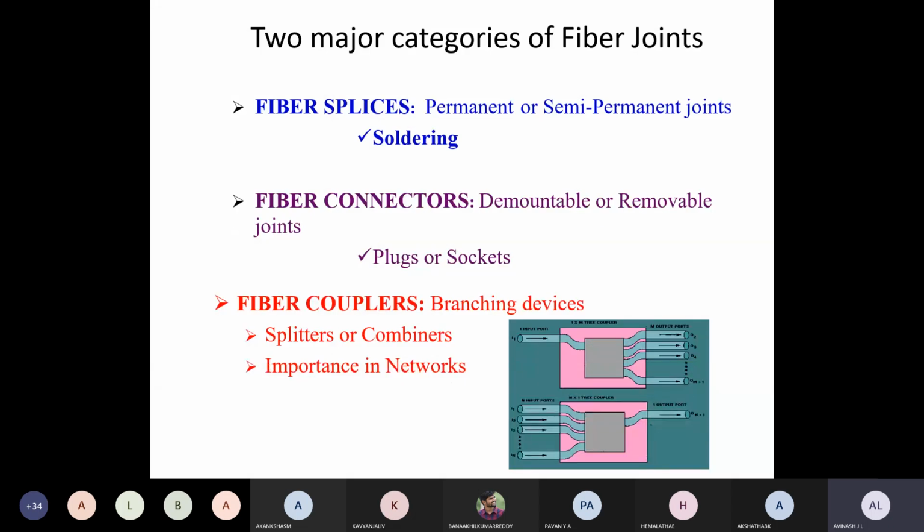So here are two major categories of fiber joints: fiber splices and fiber connectors. Fiber splices are permanent or semi-permanent joints. What do you mean by fiber splicing? Fiber splicing is nothing but permanent or semi-permanent joints.